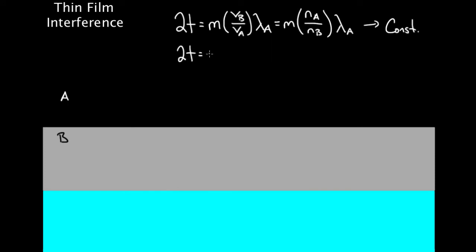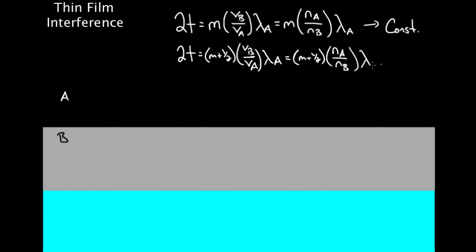We could do the same thing for destructive. 2 times t should be, well, half integers, so we could do m plus a half times this same thing, the wavelength in the thin film, which again is VB over VA times lambda A, or the same thing, half integers times the wavelength. But if you had index of refraction, you'd want to use NA over NB, lambda A. This would give you destructive. The only other thing to worry about is if there's a relative pi shift. You would flip-flop these conditions.